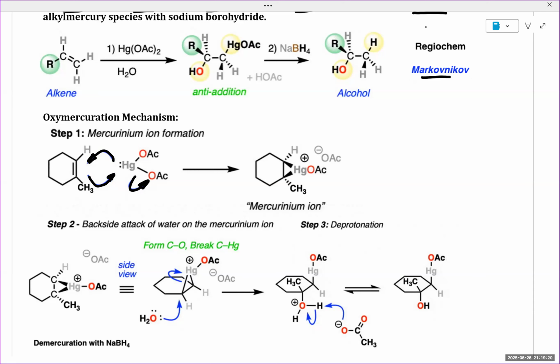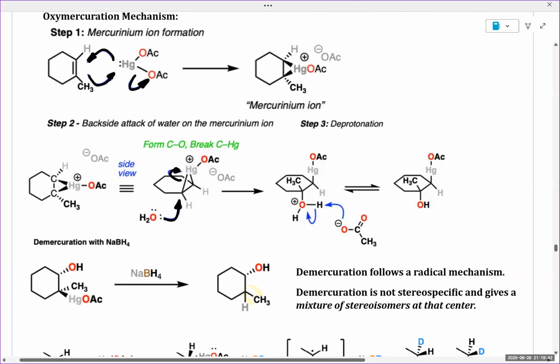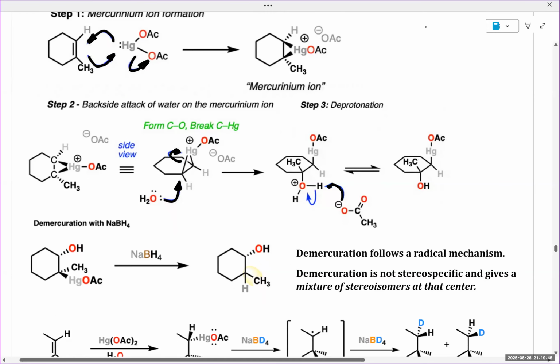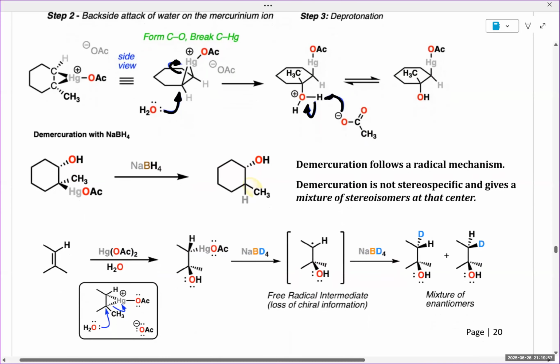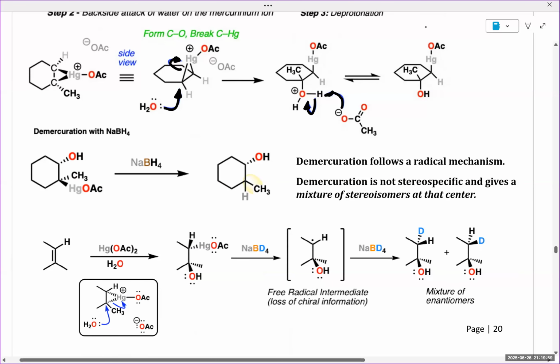This mercurinium ion can then be attacked and opened up by nucleophiles such as water. The attack occurs at the most substituted position that can most readily stabilize a positive charge. This ring opening results in the alcohol and mercury atom being anti to one another. As a cleanup step, the alcohol is deprotonated. Now, this alkyl mercury species can be isolated, but usually it gets reduced with borohydride and in turn generates just a normal alcohol.